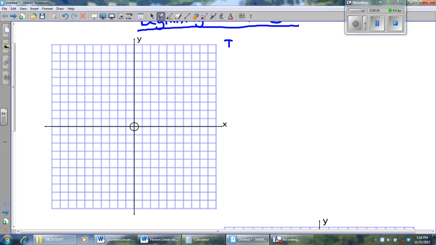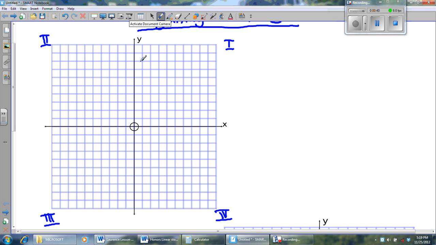First quadrant is here. Second quadrant is here. The third quadrant is down here. And the fourth quadrant is here. Okay, they go counterclockwise. They start in the upper right corner and then they go counterclockwise.